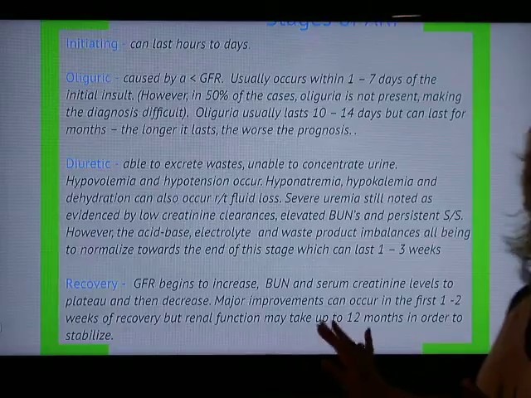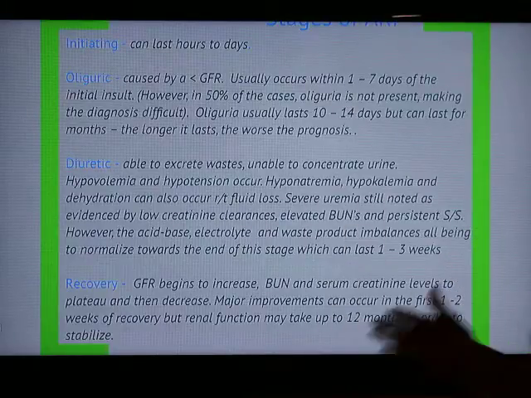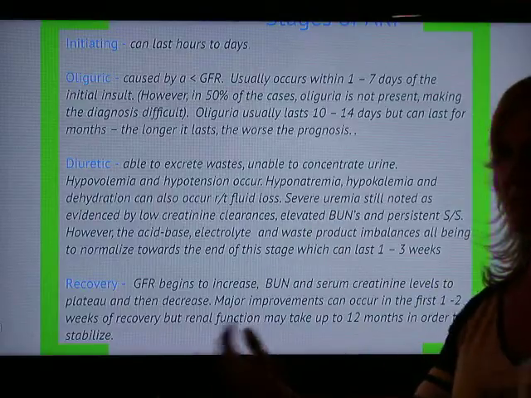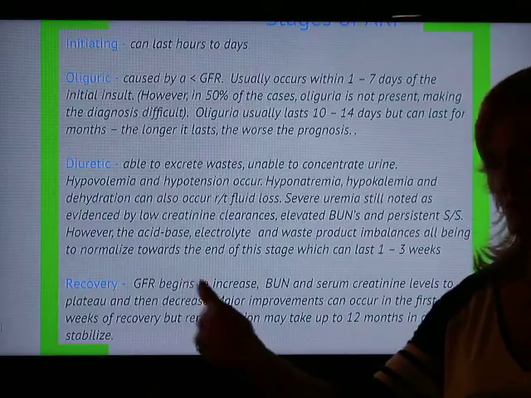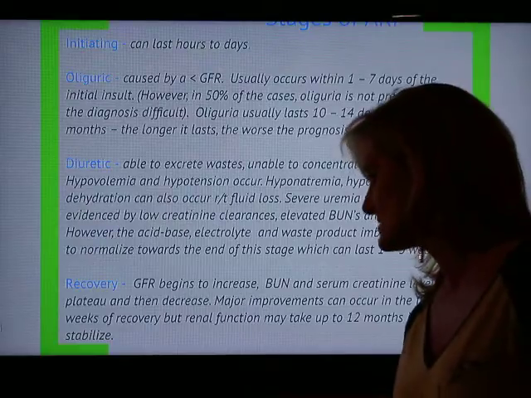However, this can sometimes take up to a full year to completely recover. And again, there's a wide variation here. If you've got a young, healthy patient, this is going to be a lot shorter duration compared to an elderly patient who has a lot of comorbidities. So that's acute renal failure and the different stages.